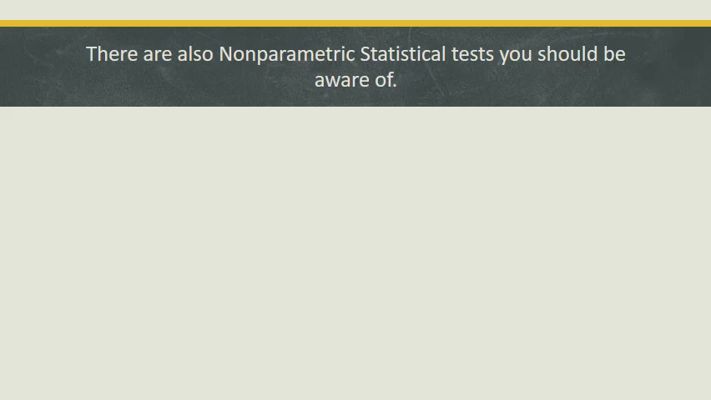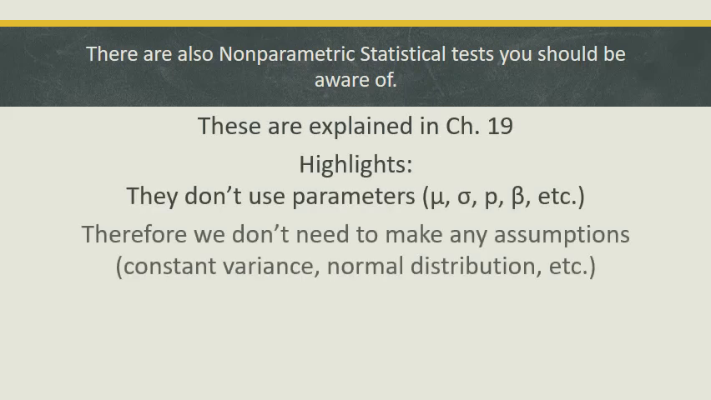Next, I want to do a very quick overview of what we skipped in Chapter 19. This chapter is devoted to what are called non-parametric statistics. And as the name suggests, none of these techniques involve parameters. So there aren't any population means or variances or any other parameter that we have seen so far.